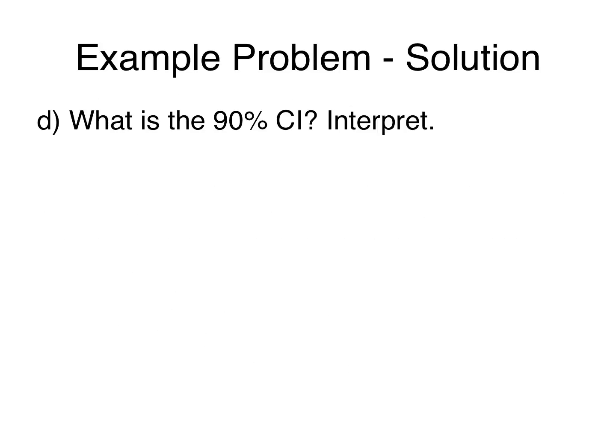Part D of the question asked us to calculate and interpret a 90% confidence interval. 95% confidence intervals are the most common, but you can calculate a confidence interval for any level of confidence. With a 90% confidence interval, our formula will be exactly the same as with a 95% confidence interval, except for our significance level, which now equals 5% rather than 2.5%.